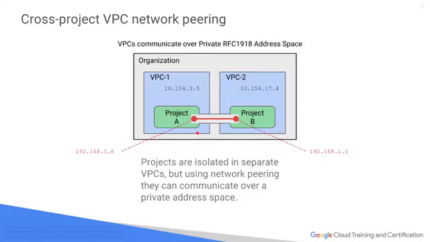Then we have a new feature called cross-project virtual private cloud network peering. We used to call this cross-project networking, but the names keep changing. In this case, this allows us to directly connect two projects together using a private IP address, RFC 1918 if you want to be specific, private address space.